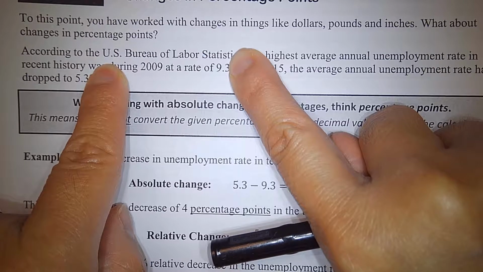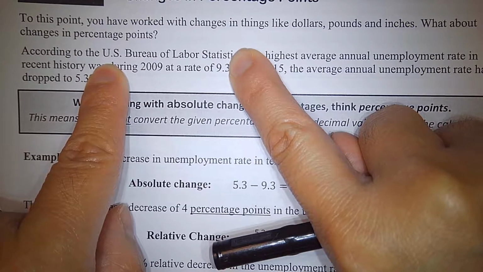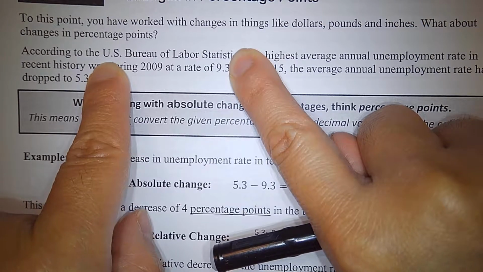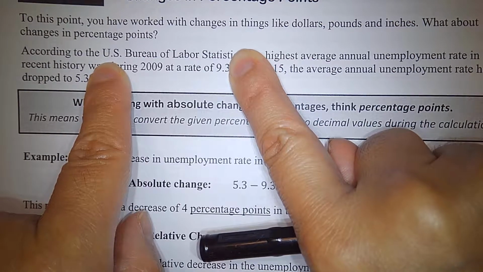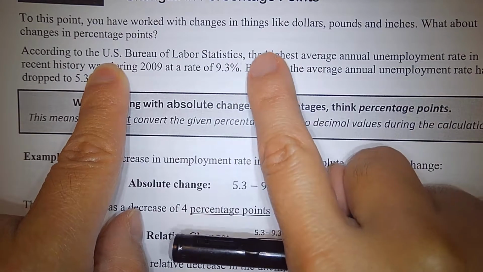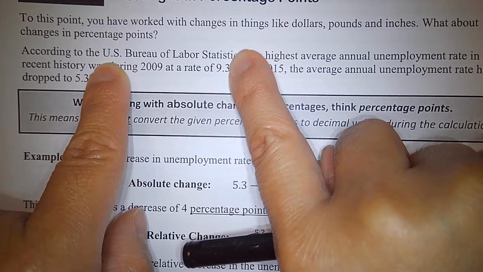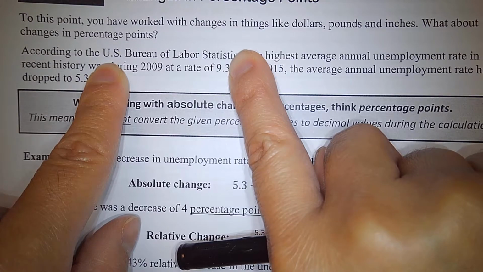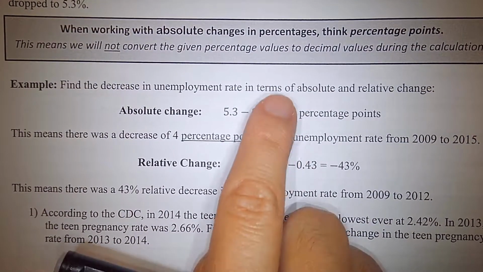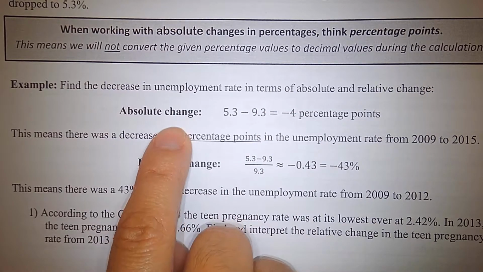So 9.3 is called what? 9.3 percentage point. Okay? 5.3 is called what? In this question is called 5.3 percentage point. Okay? So when we talk about percentage point, we just mention those numbers before the percentage symbol. Okay? Well, see the example, find the absolute and relative change in this problem.